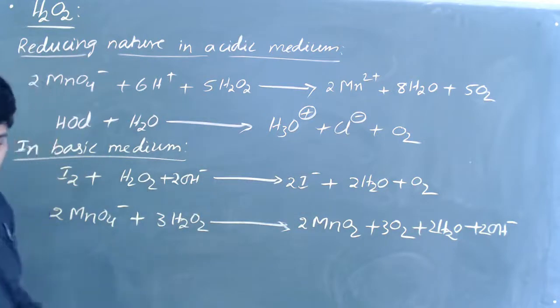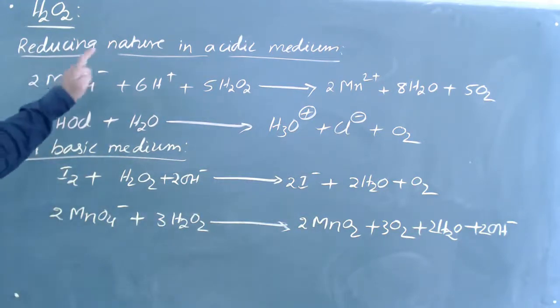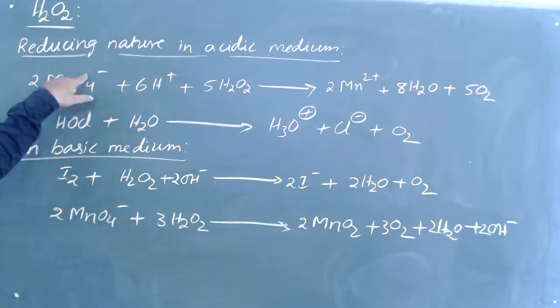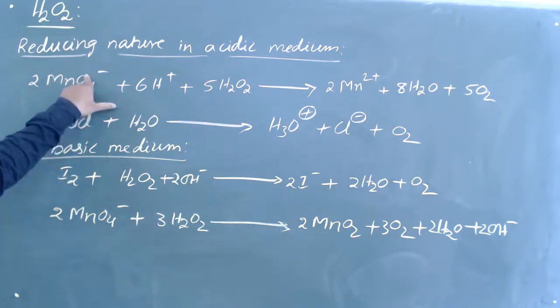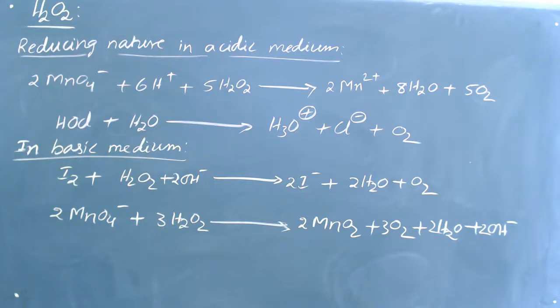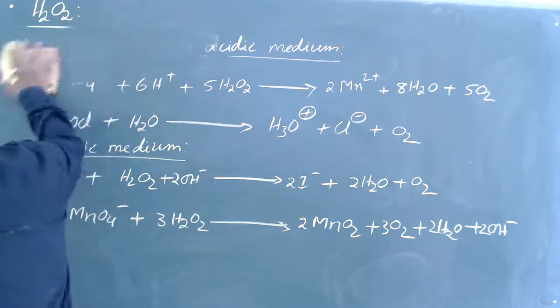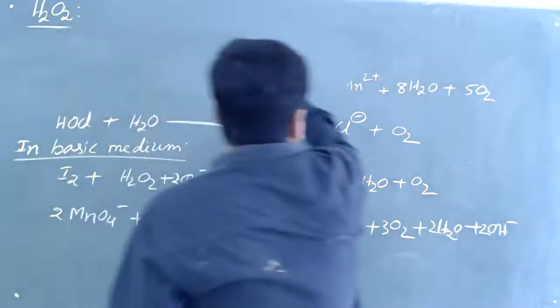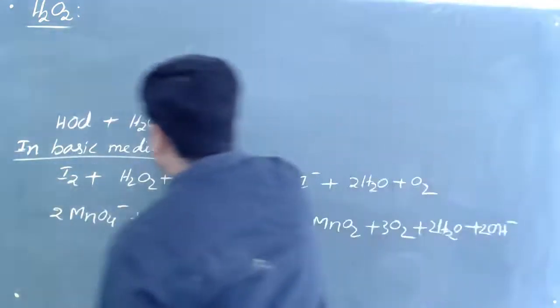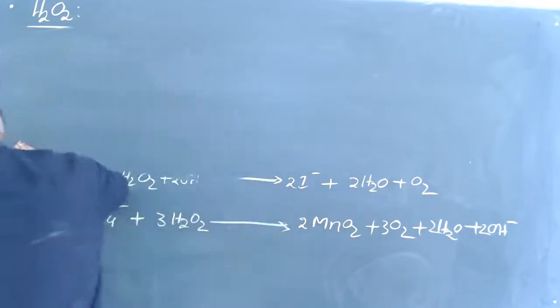So this is how we can give the examples for the acidic medium oxidation, basic medium oxidation, acidic medium reduction and basic medium reduction. And also hydrogen peroxide has the capability of strong bleaching. So actually that is the purpose we also have for its use.